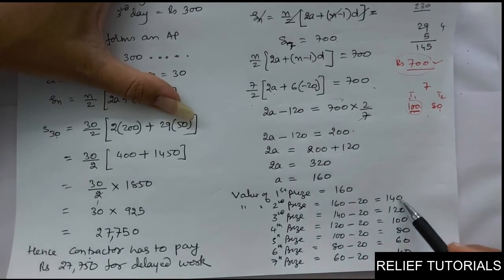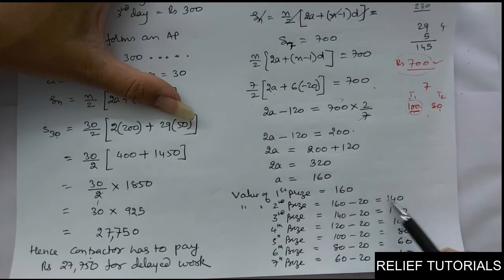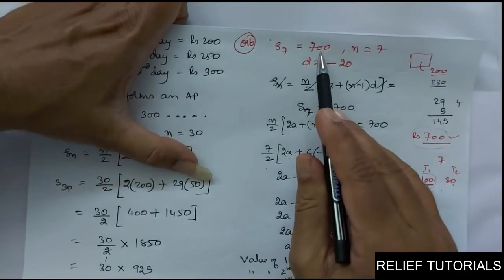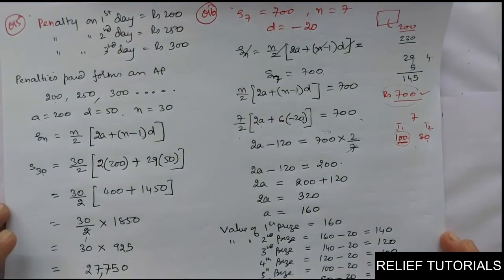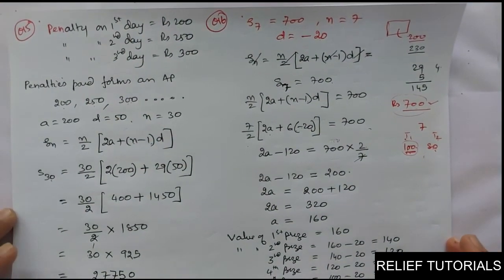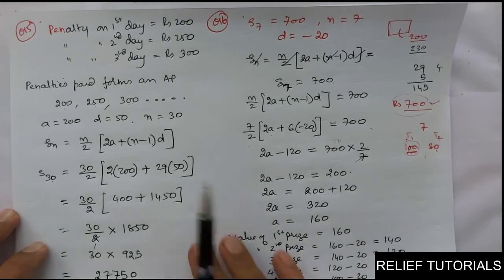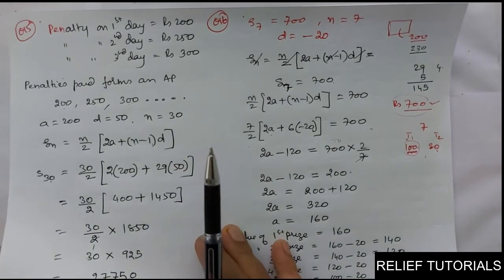So these are all seven prices, and if you find the total of these seven prices, it will be 700. Have you got it, friends? So quite simple, the conditions are different, you just want to understand that fact. Clear. Now we'll discuss the 17th problem.